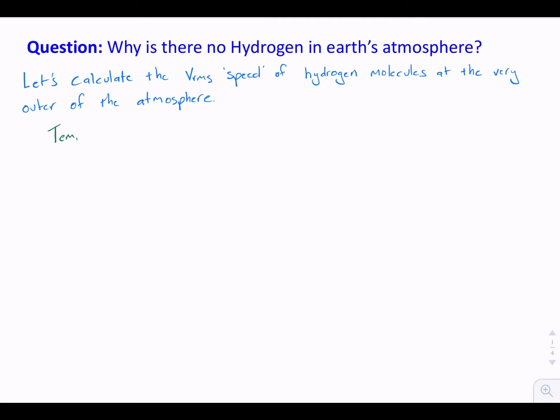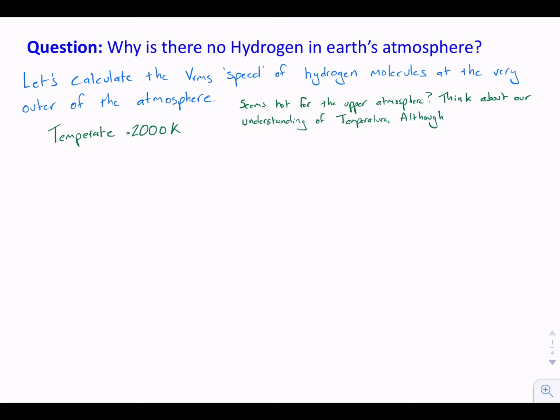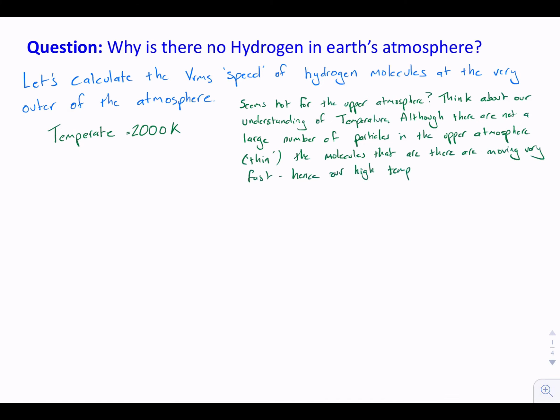The temperature of the molecules in the upper atmosphere is 2000 K. This seems hot for the upper atmosphere, so let's think about our understanding of temperature and also consider what we know about the upper atmosphere. Although there are not a large number of particles in the upper atmosphere, this is sometimes called thin, the molecules that are there are moving very fast, and hence we have our high temperature.